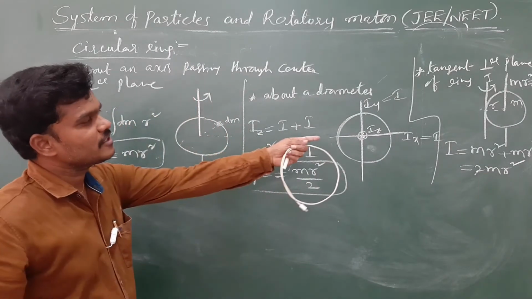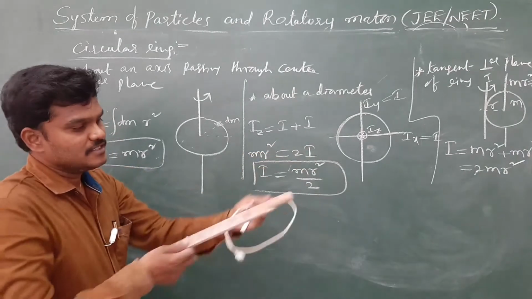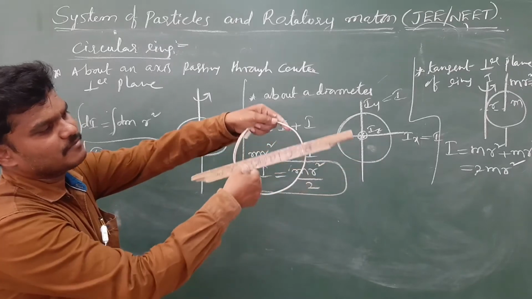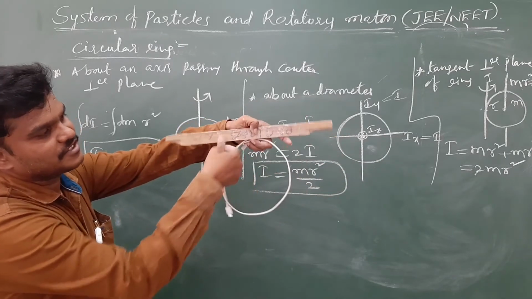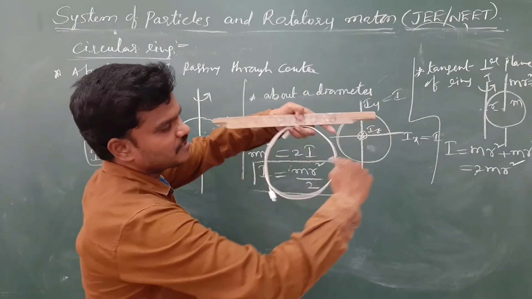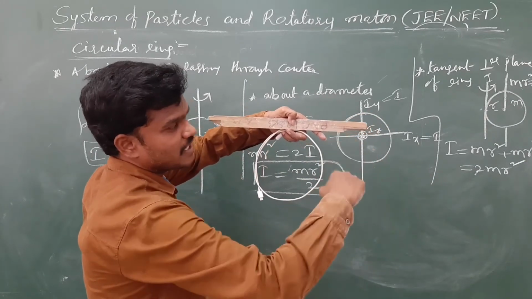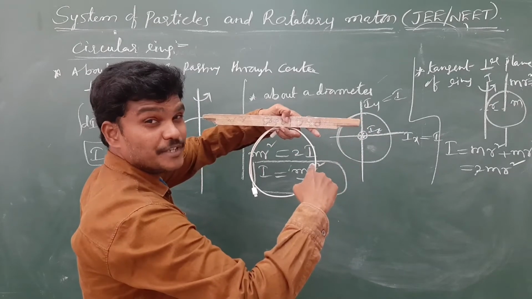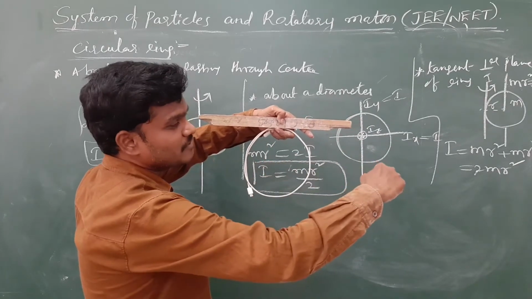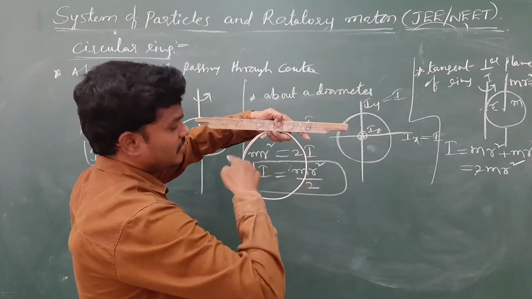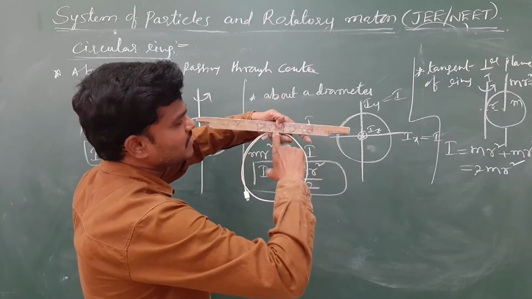Then you draw a tangent for a diametrical line. See, this is the diameter. Okay, any one line. This is the diametrical line. You draw one tangent like this. About this, we have the formula mr square by 2. And see, use the parallel axis theorem. These two axes are parallel to each other. About this, mr square by 2 plus mr square.